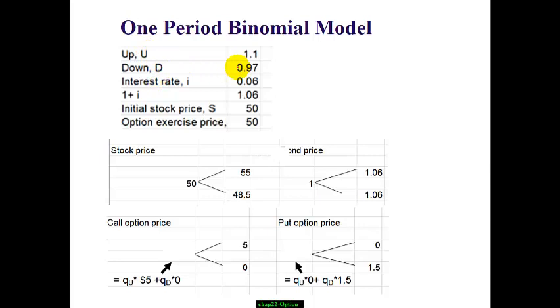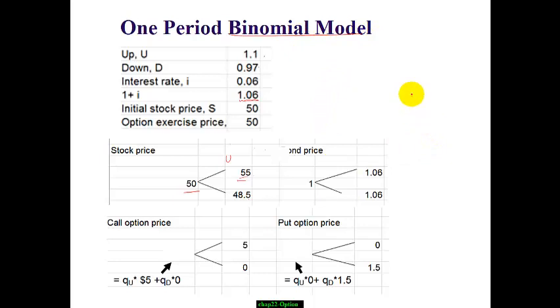Let's take a look at one example. The initial stock price is 50. It may go up by 10% or go down by 3%. So we figure out stage 1, the next period. In the up state, the price goes up to 55. In the down state, the price goes down to 48.50. Based on the rate of investment, interest rate 6%, the bond is going to increase to $1.06 next year.